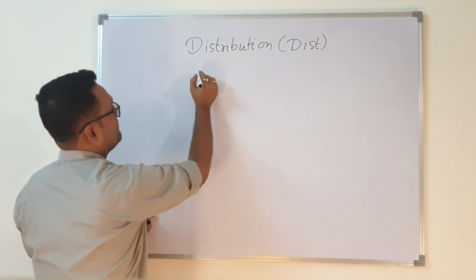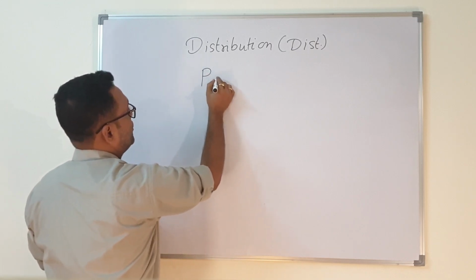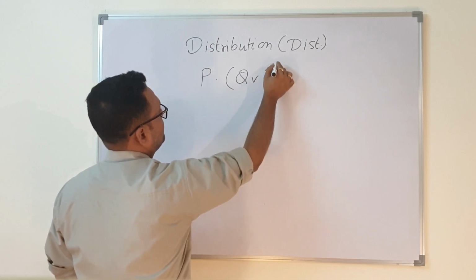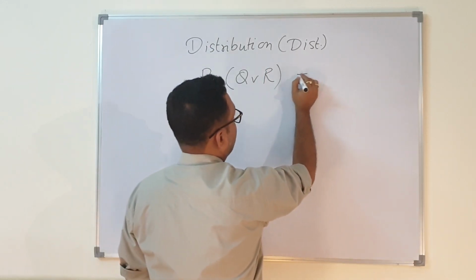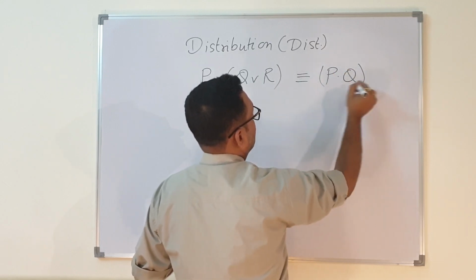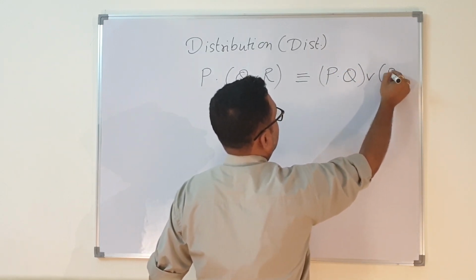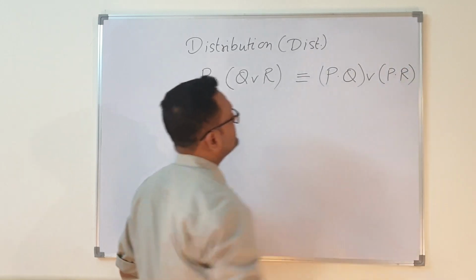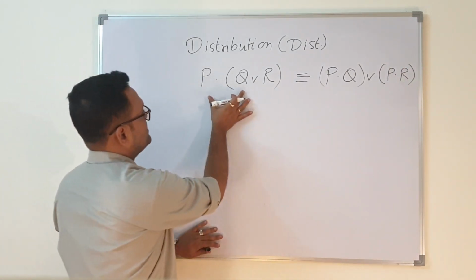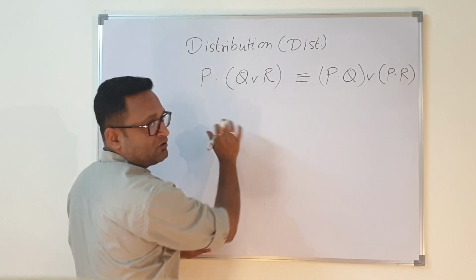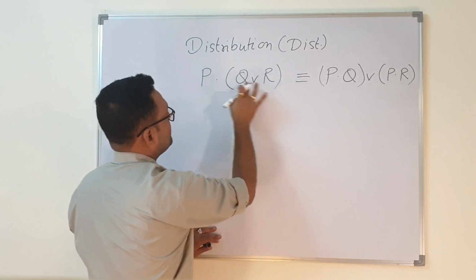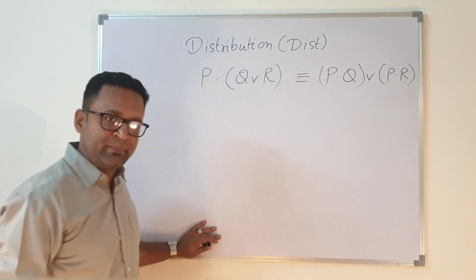So if we have P dot Q wedge R, fine, we write it as P dot Q wedge P dot R. So this is the equivalent function, right? So you cannot change the bracket as P dot Q wedge R, not like that. This P dot Q will be in one bracket, then this P dot R will be in another bracket.